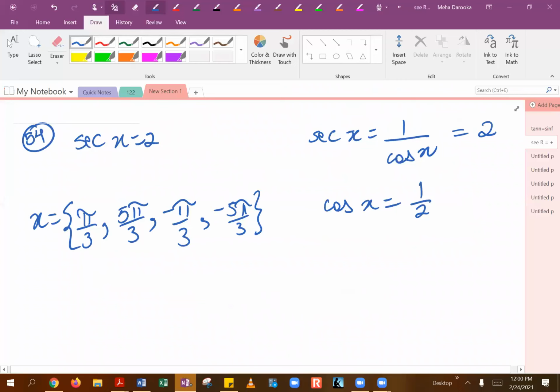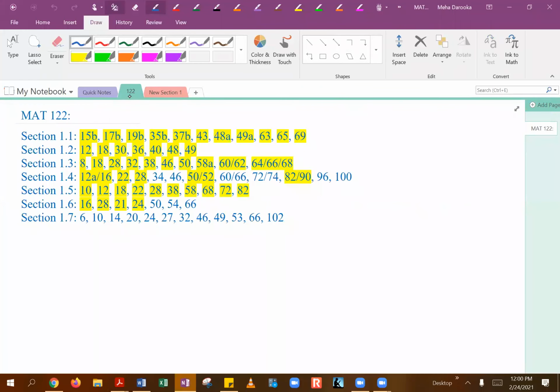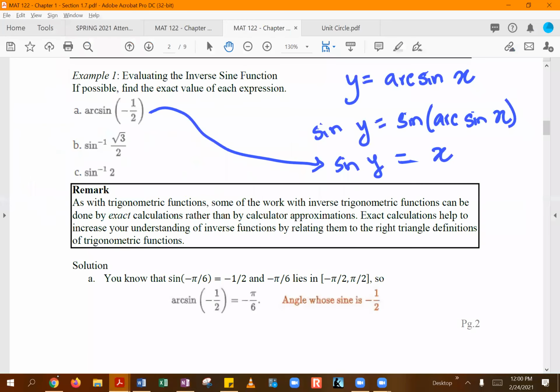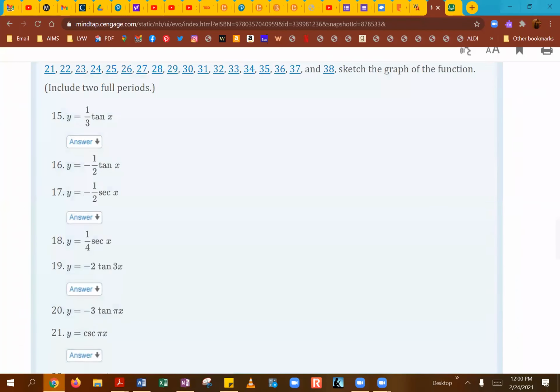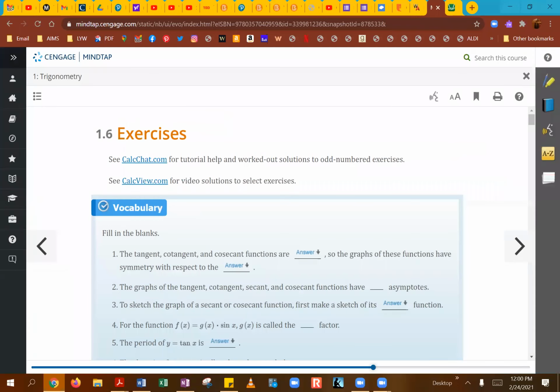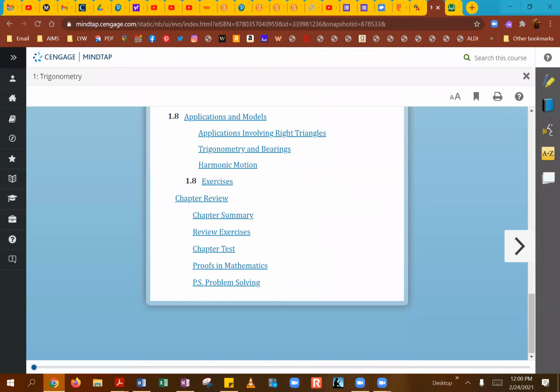So I've got a couple of examples for us to work on here. Let's take a look at those. I've got number 6. Let's go to section 1.7.